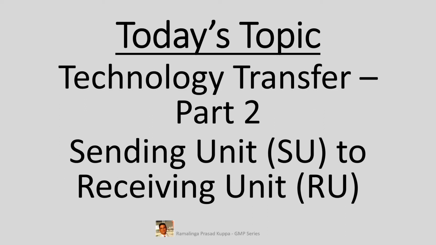Today's topic is Technology Transfer Part 2 from Sending Unit (SU) to the Receiving Unit (RU). In today's topic of Part 2, we will discuss the detailed responsibilities of the key players in the technology transfer. The sending unit is the originator of the transfer, and the receiving unit is the one where the transfer data is translated into commercial scale. SU and RU are the main participants in technology transfer.